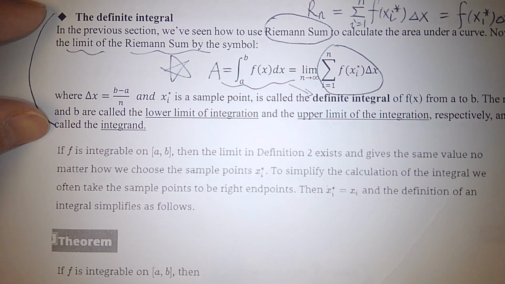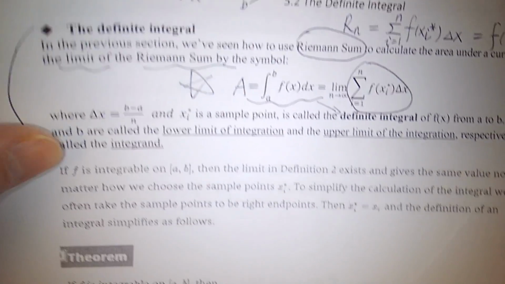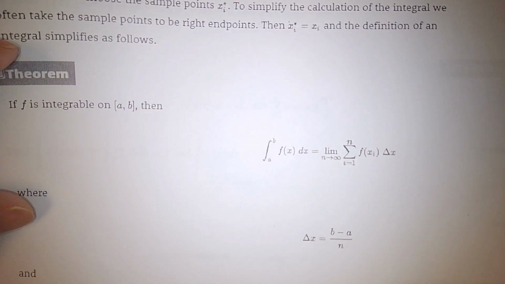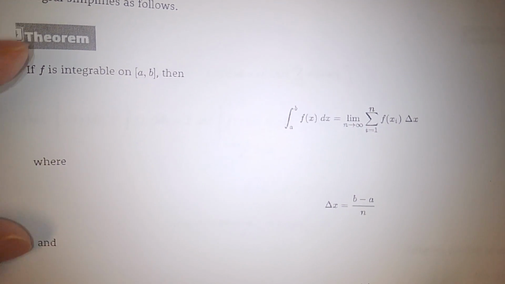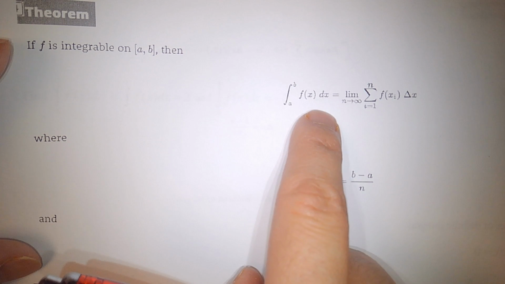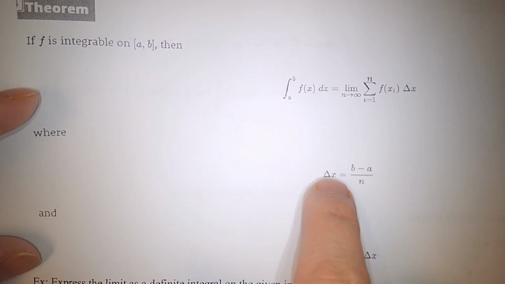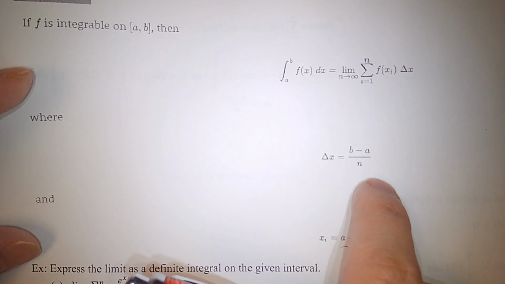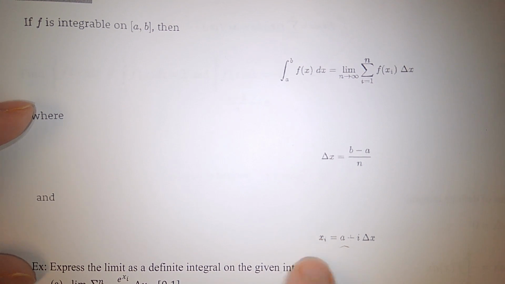So I hope you understand the definition. For this paragraph and this theorem, I want you to read them all by yourself. It's the same thing: the definite integral equals this limit where delta x equals (b minus a) over n, and xi equals what?